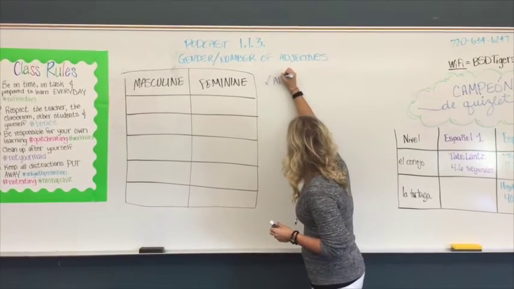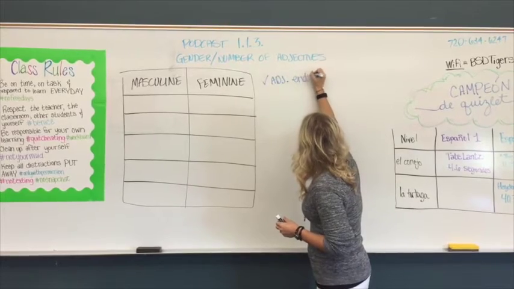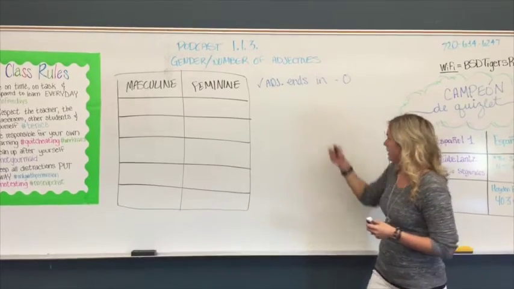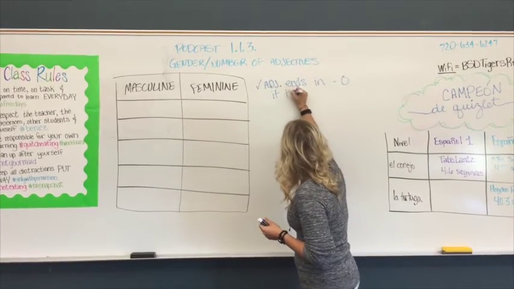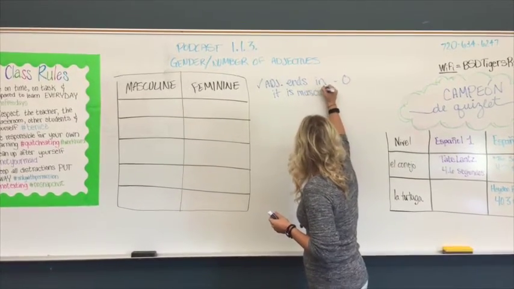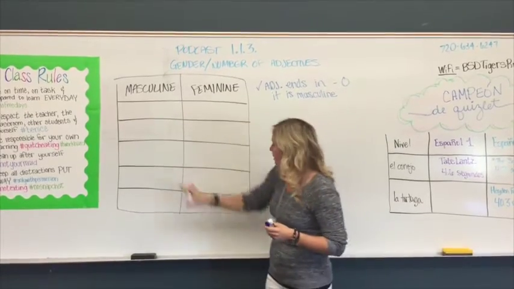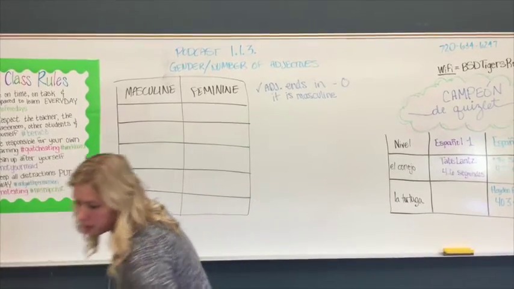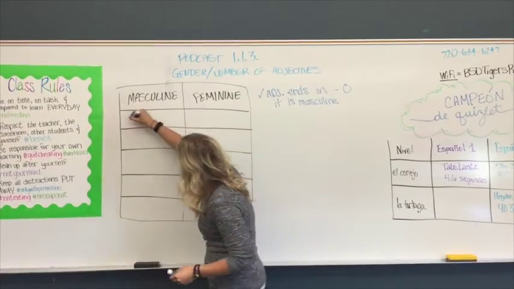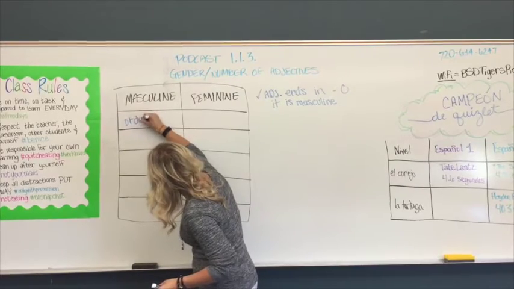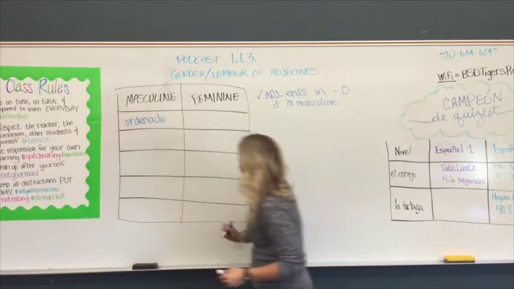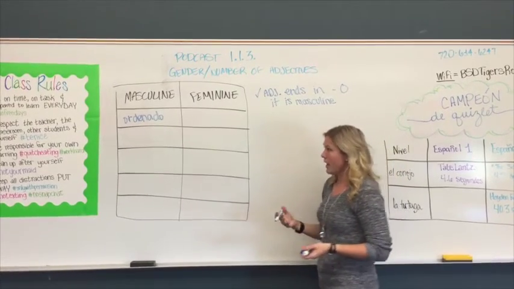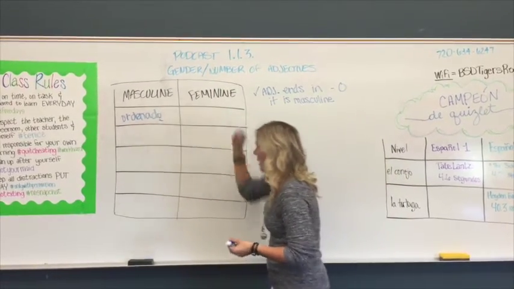If an adjective ends in O, it is generally going to be masculine. Okay, in your notes, draw this chart because we're going to list some examples of adjectives. So an example of a masculine adjective is going to be ordenado. Okay, using that in a sentence, we would say something like Paco es ordenado, keeping an O ending for masculine.